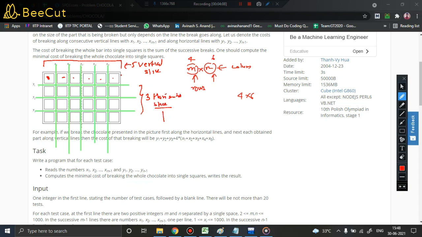So it is sure that 5 plus 3, 8 cuts you have to make on this Cadbury bar to generate small chocolate blocks. How many small chocolate blocks? m cross n, basically 24 small chocolate blocks you will get. How many slices do you have to make? 8 cuts. Now let us focus on the next problem.